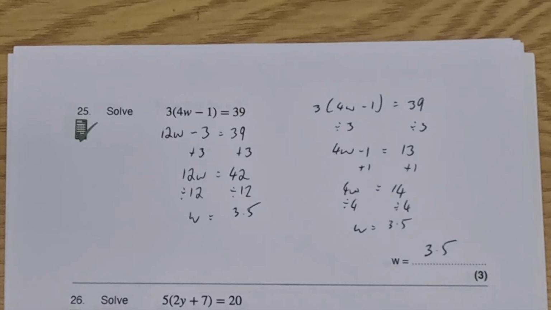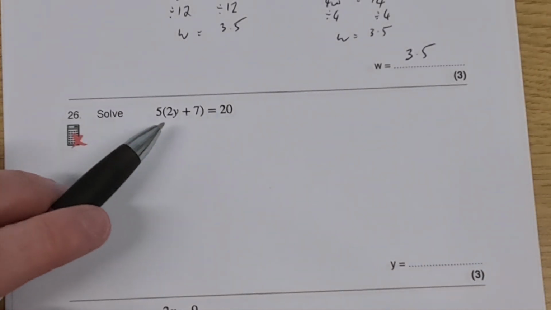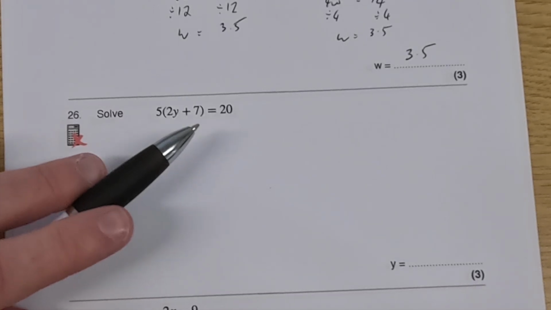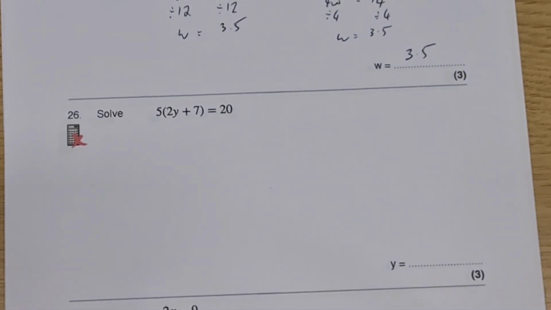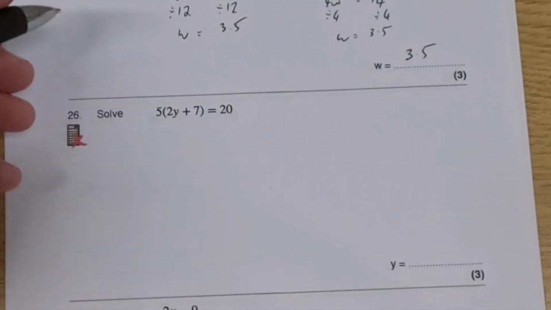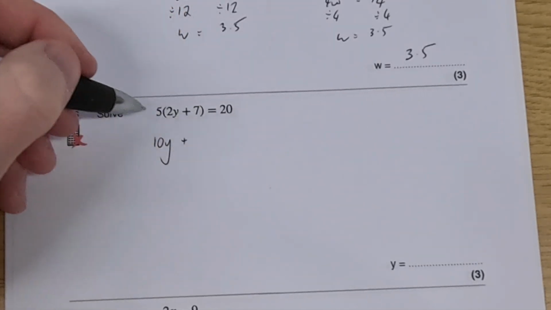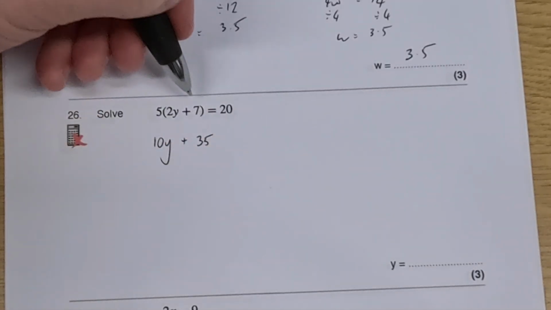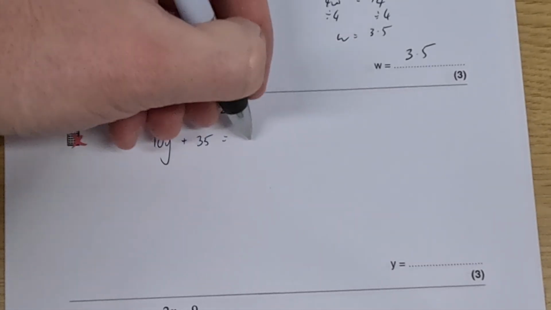Okay, let's look at our next question, question number 26. Question 26 says to solve 5 bracket 2y plus 7 close brackets equals 20. Again, we could expand our brackets, so let's use that approach to begin with. 5 times 2y would be 10y, just multiplying by 5, and then plus 7 times 5, which would be 35. So we've just multiplied what's inside the brackets by what's outside. And then that's still equal to 20.